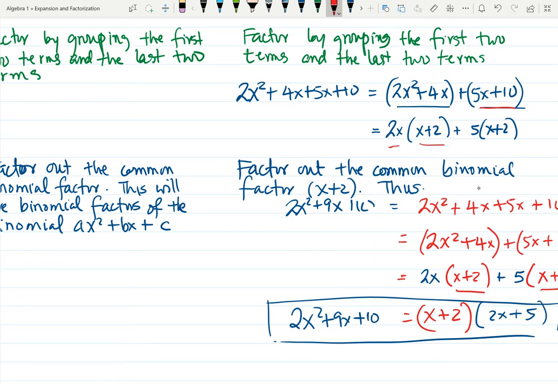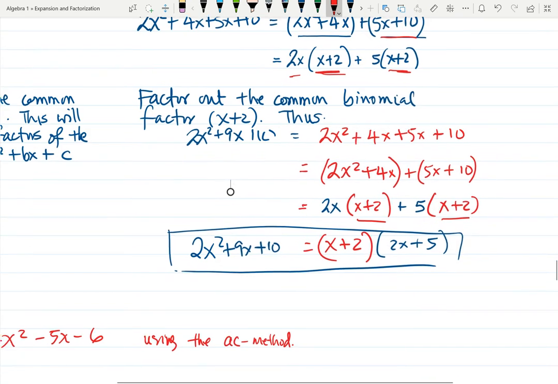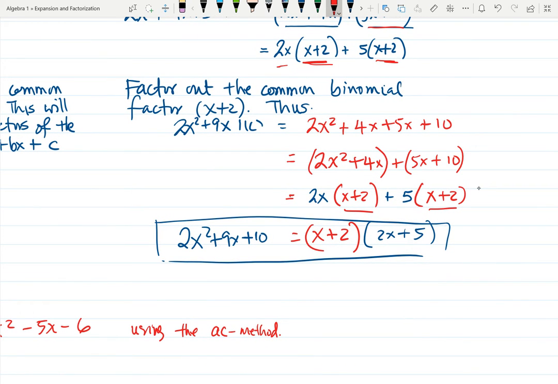And then here we factor out 5, and then we have x plus 2. What do we have here? Are we done? No, we have a common x plus 2, so we need to factor that out. X plus 2 is common, we factor that out, so we have x plus 2. When we factor that out, we have 2x left here and 5 left here, and that becomes another term. So we have x plus 2 multiplying x plus 5. So 2x squared plus 9x plus 10 factors to be x plus 5 and then 2x plus 5.